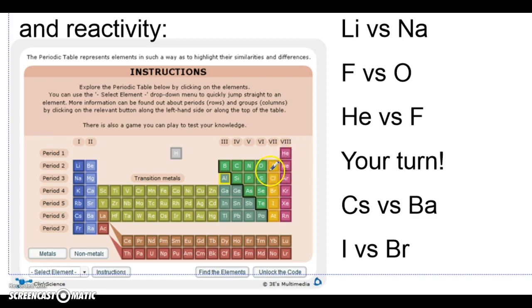Fluorine has two. If you can hear that sound in the background, that's my dog crying. I apologize to her.